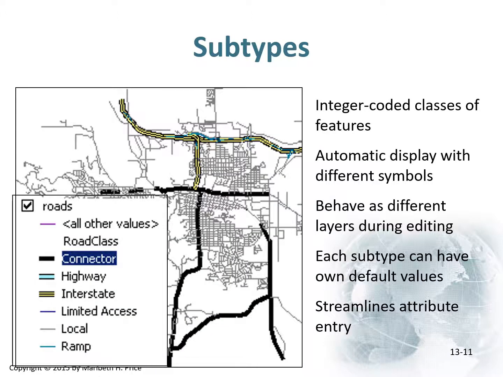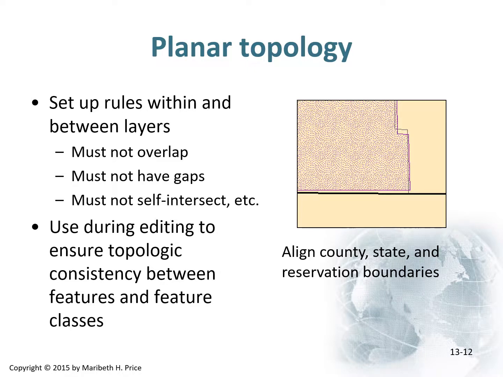Subtypes are another one. Subtypes are integer-coded classes of features. They automatically display with different symbols. They behave as different layers during editing. Each subtype can have its own default values and it streamlines attribute entry. In other words, in a network of roads, you can classify the roads based on their subtypes. Planar topology, in Chapter 12, we covered this a good bit, about setting up rules like no overlaps, no gaps, etc. These are also things that you can establish and enforce in a geodatabase.